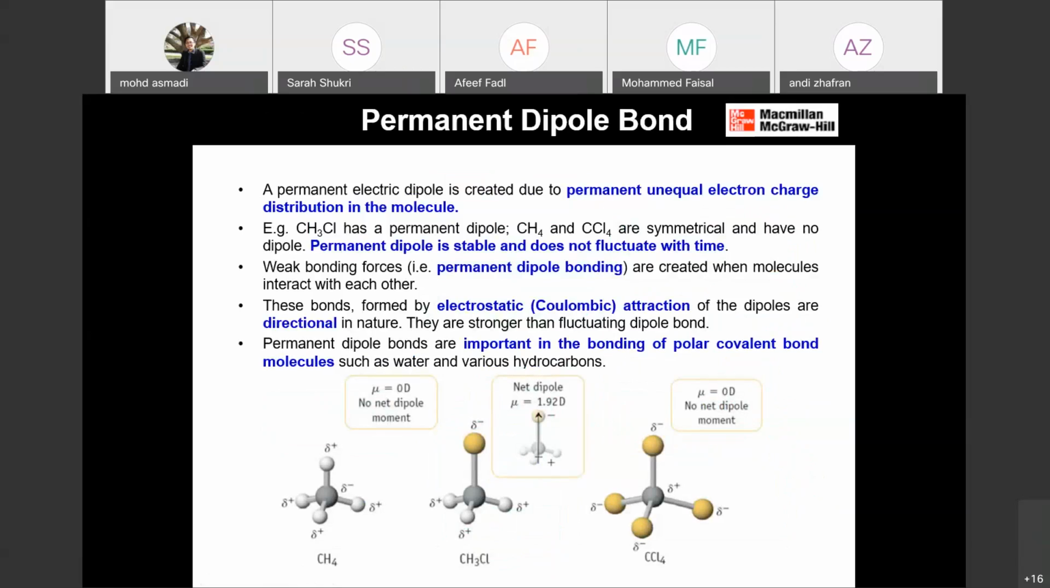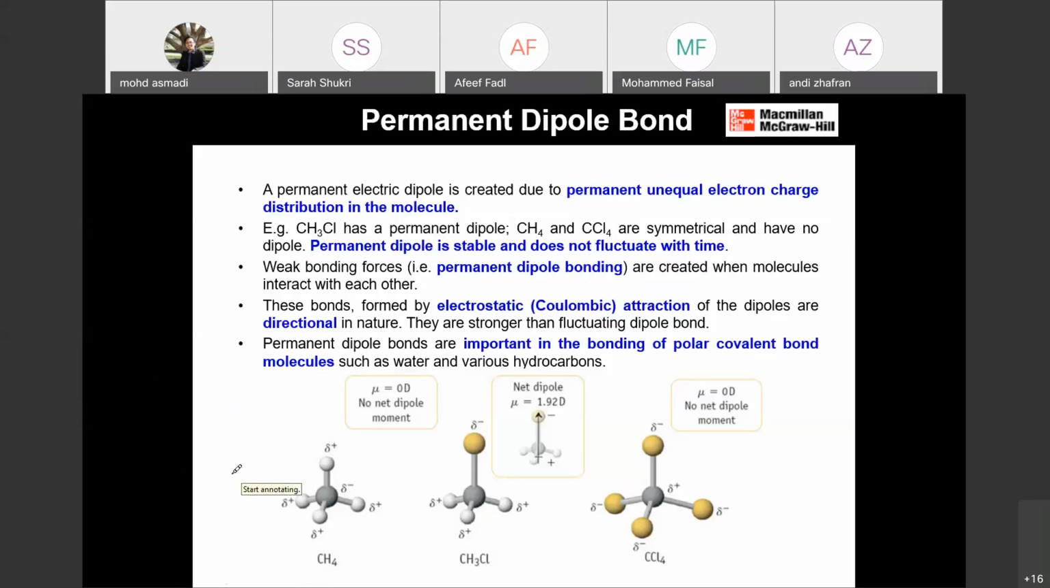If you look at here, weak bonding forces are created when molecules interact with each other, due to the Coulombic attractions. This is important in the bonding of polar covalent molecules such as water and various hydrocarbons. If you look at here, this one is CH4. This one is about the dipole moment. Dipole moment is two charges equal in magnitude and opposite in sign, separated by a distance.